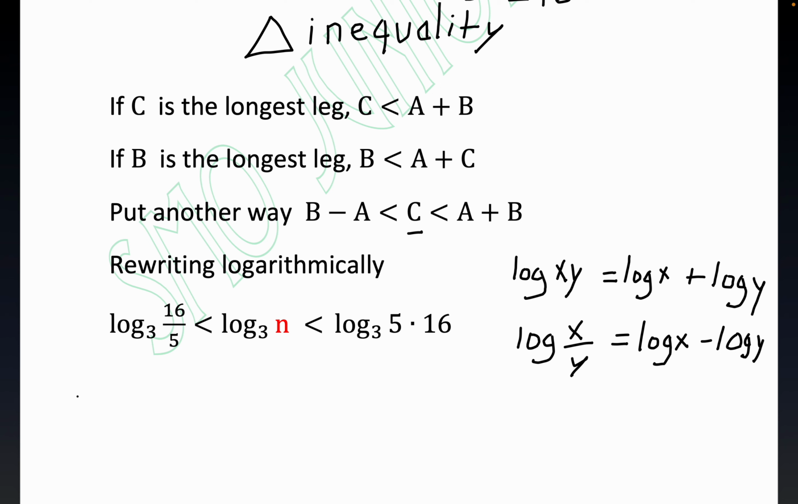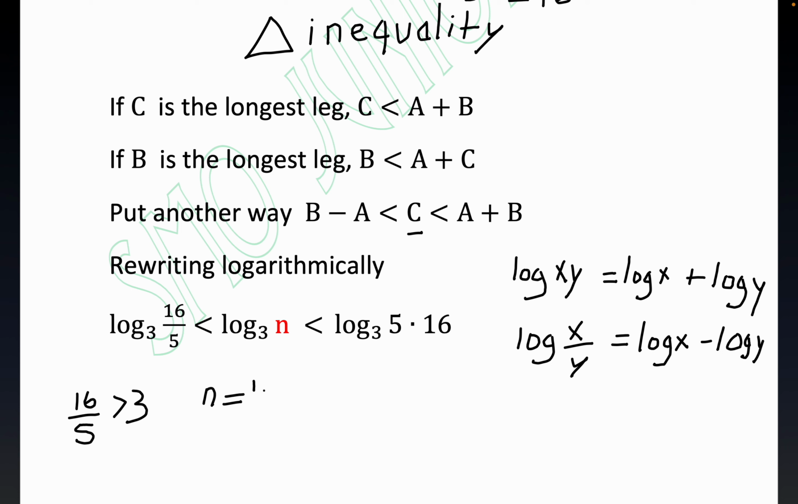Notice that 16 over 5 is not an integer, but it is greater than 3, right? So the next integer we could choose would be 4. 16 over 5 is just a little bit more than 3, right? And so our possible integers, we're looking for positive integers, natural numbers. The first one would be n equals 4.